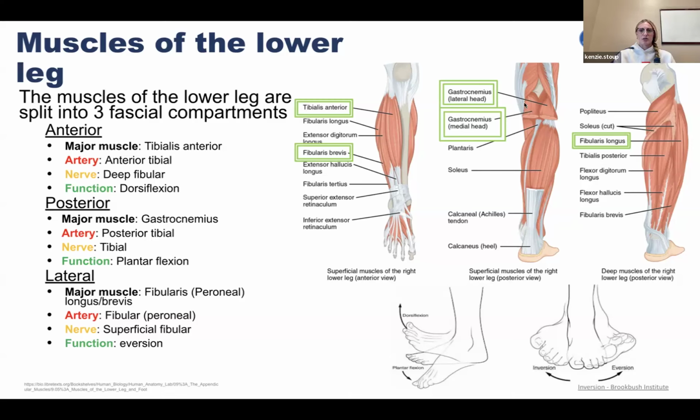It's cut in this image, but it would extend all the way down, and that does your plantar flexion. And then you also have a third compartment here, which is your lateral compartment with the fibularis longus here. And remember that lateral versus medial, lateral is further away from midline and medial is towards midline.